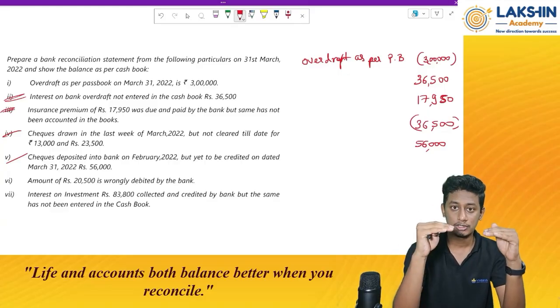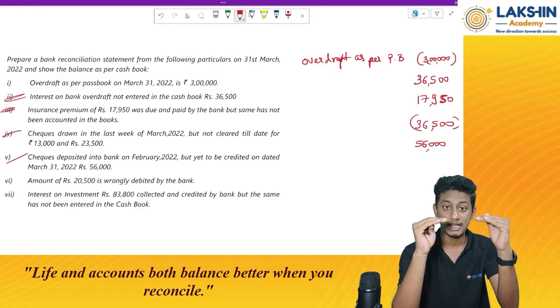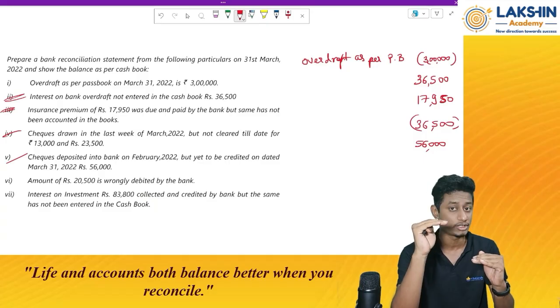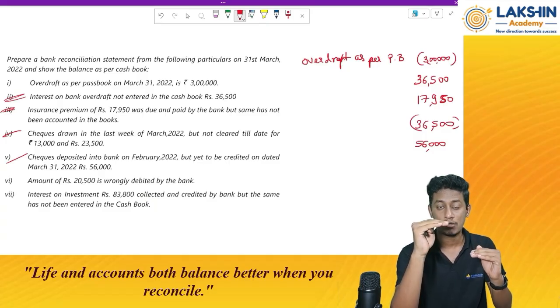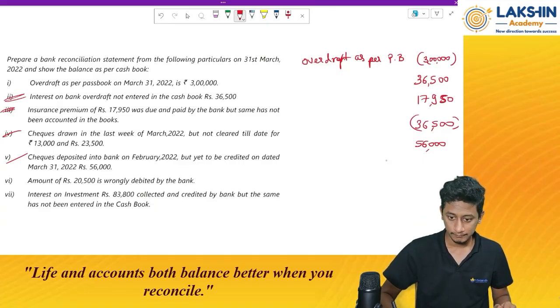So cash book, passbook, both were equal, but the bank has wrongly debited some amount. So the bank passbook value has reduced, but the cash book has not reduced. No sir, this was wrongly passed, right? So it has reduced, but this is the same. So now I can move only the passbook value. So to make it equal, I should add 20,500.